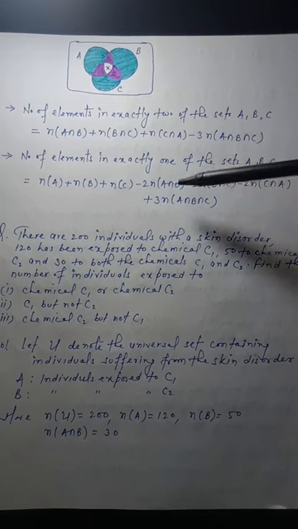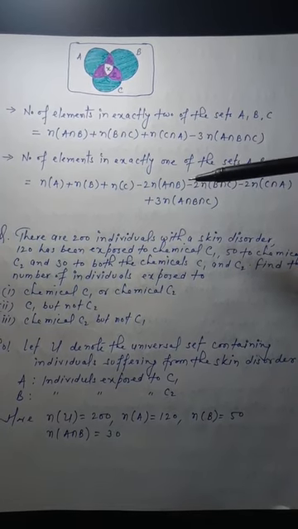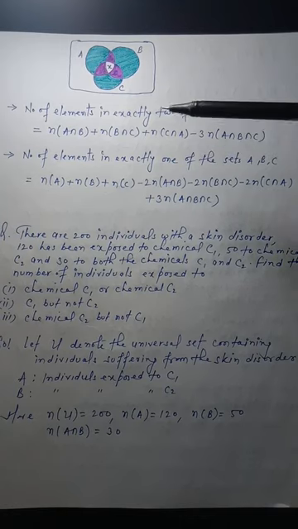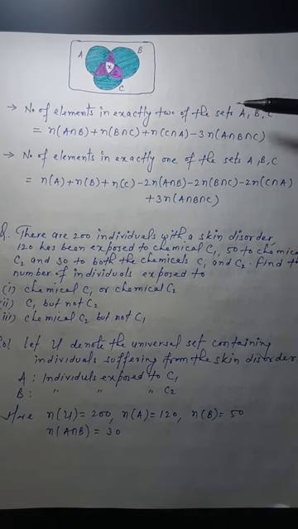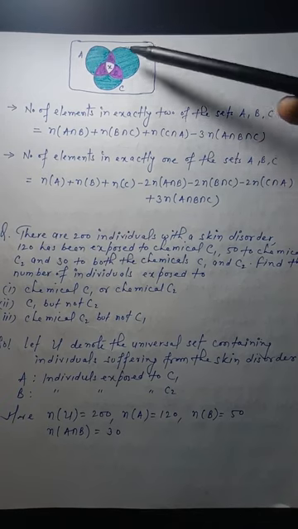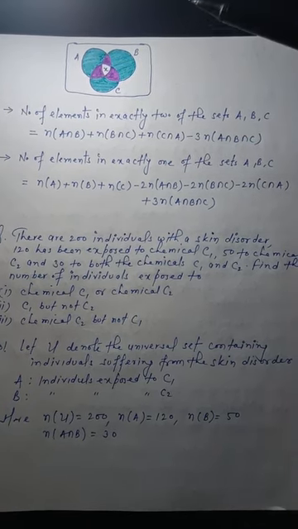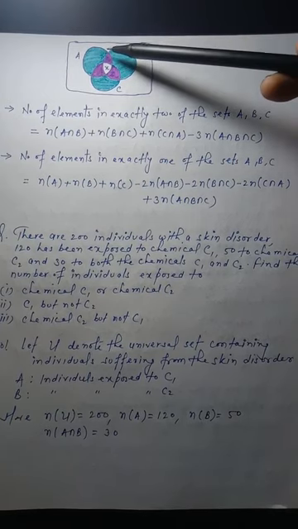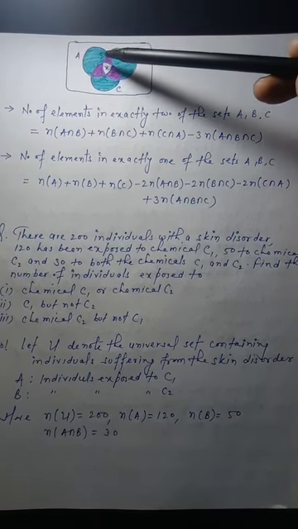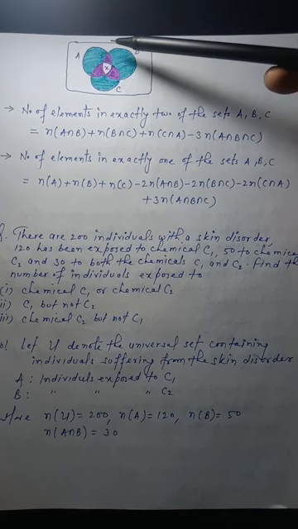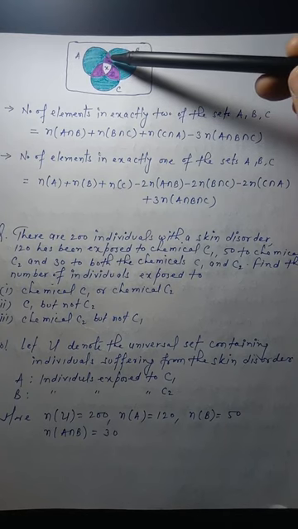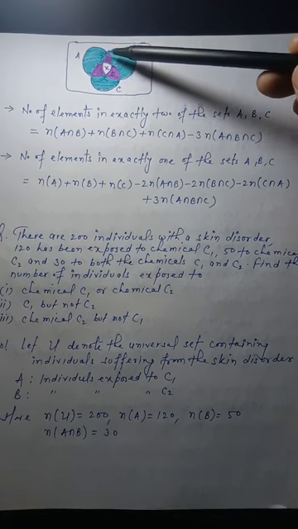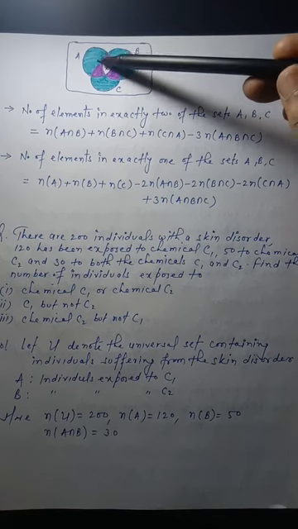Now these last 2 are very important results, and please try to understand. Suppose you want to find the number of elements in exactly 2 of the sets. There are 3 sets A, B and C, and I have colored it. If I am asking what is common between A and B, you can say this brown part and this white part. So this brown plus white is the common between A and B.